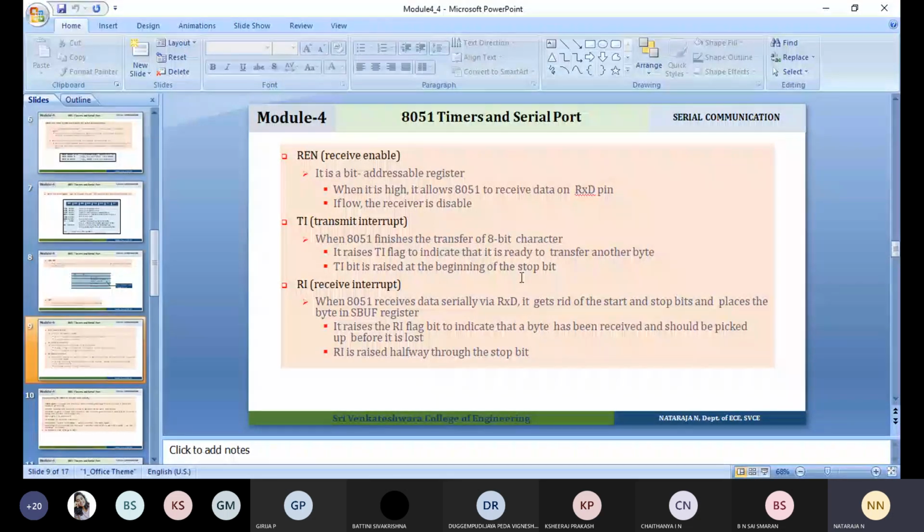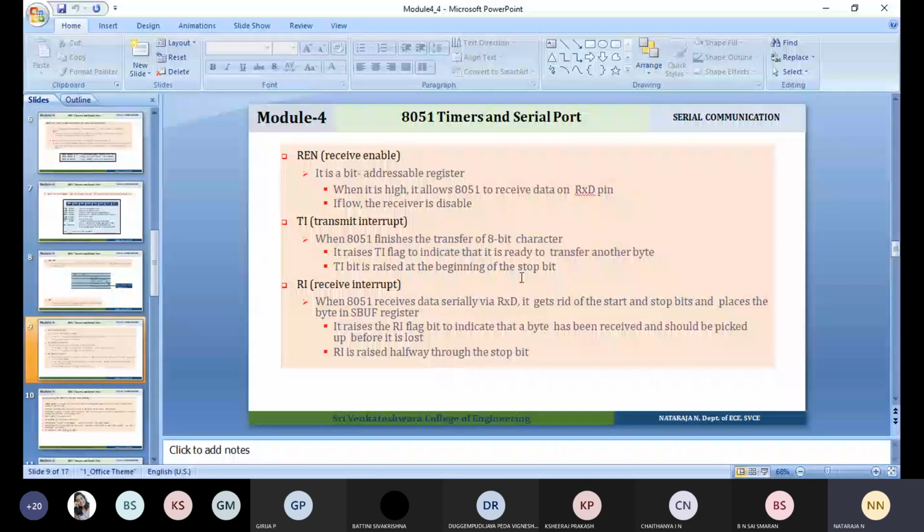Okay. Next, take receive enable. The receive enable bit is the 4th bit of your SCON register. It is also referred to as SCON.4, since SCON is a bit addressable register. We are always going to make the REN bit high, always giving it a logic 1.